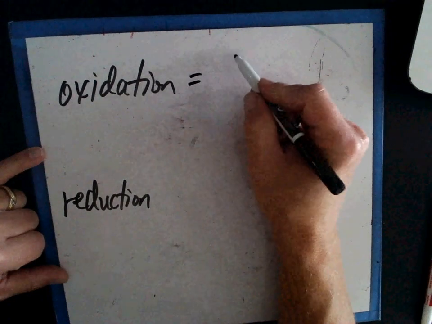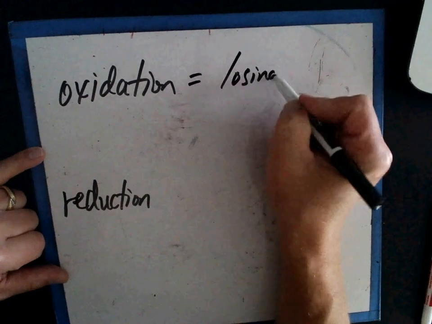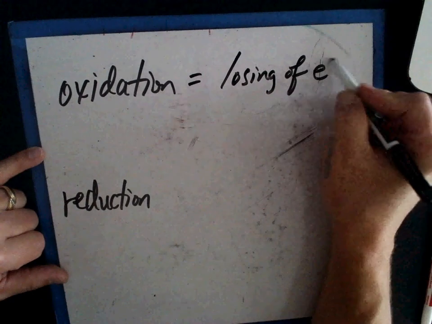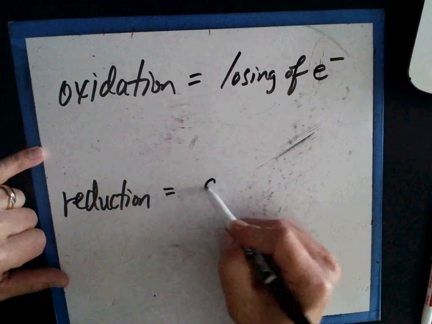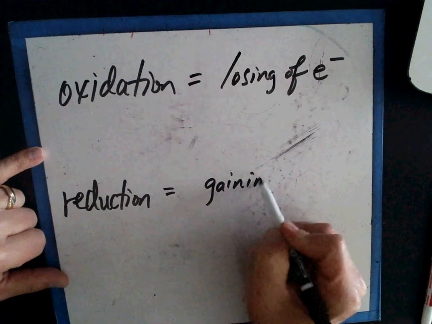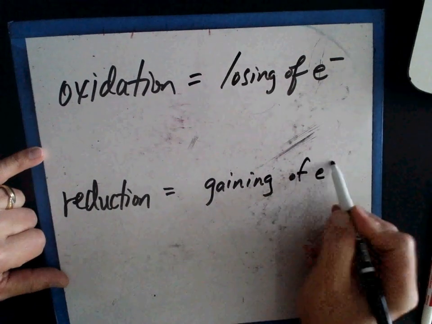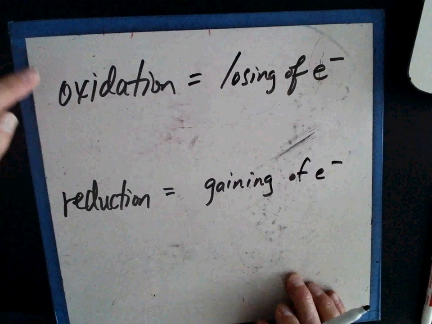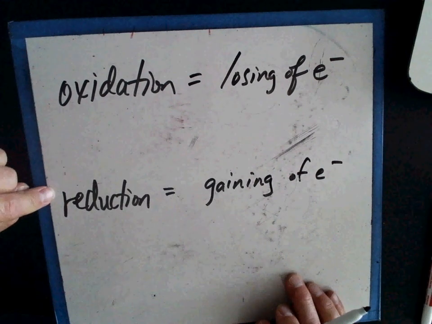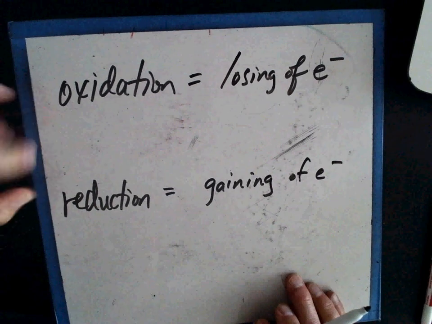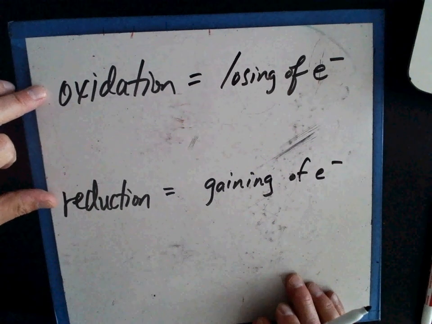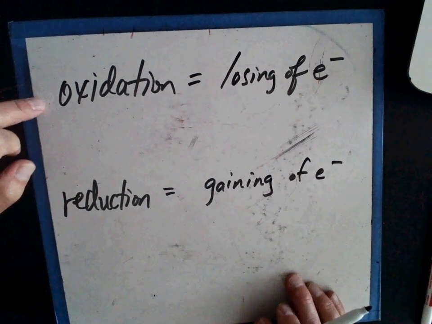Oxidation is the losing of electrons. Reduction is the gaining of electrons. So you're going to have one reaction that's going through oxidation and the other one that's going through reduction. Now, they're happening at the same time. That's why they mix the two words and call it redox. So as one is losing, one is gaining.